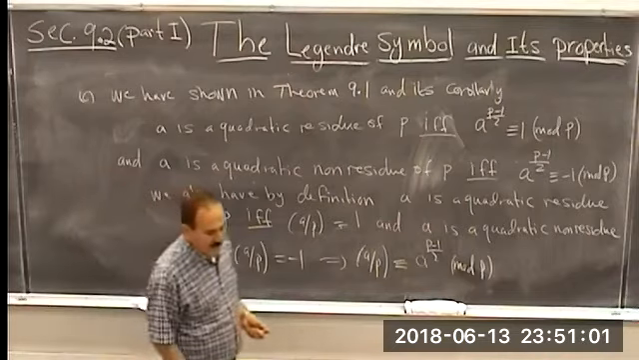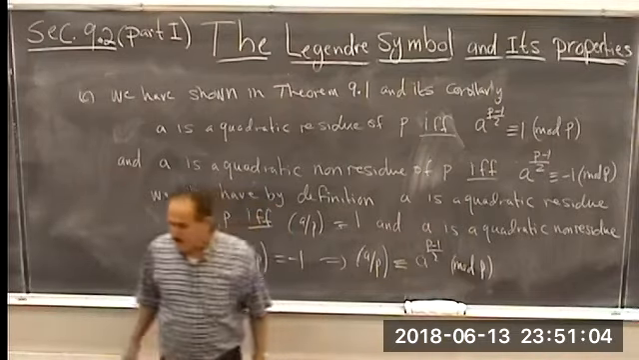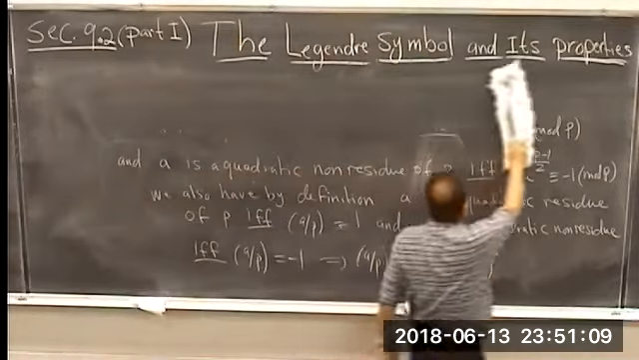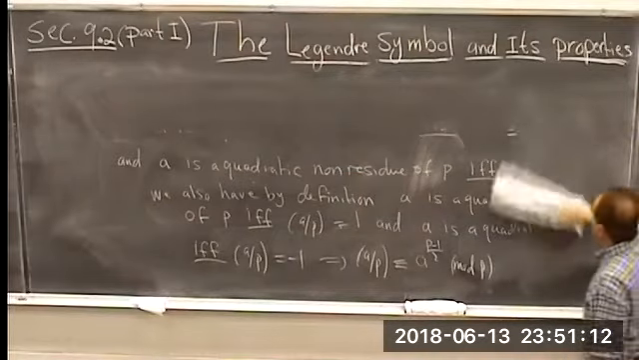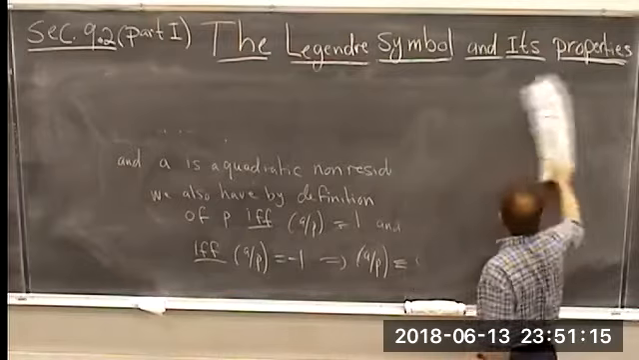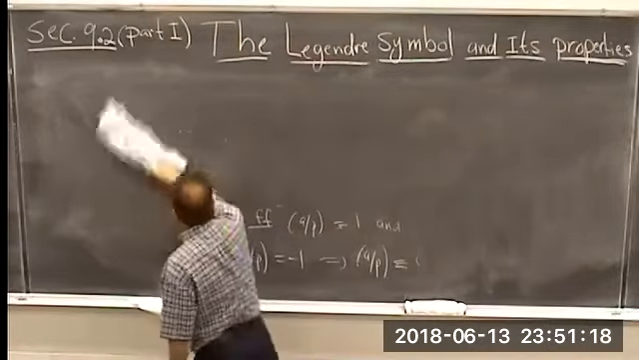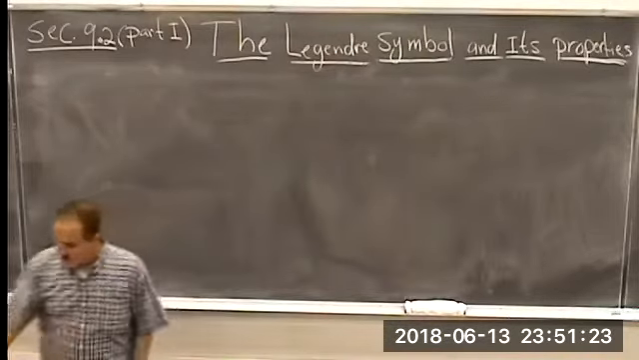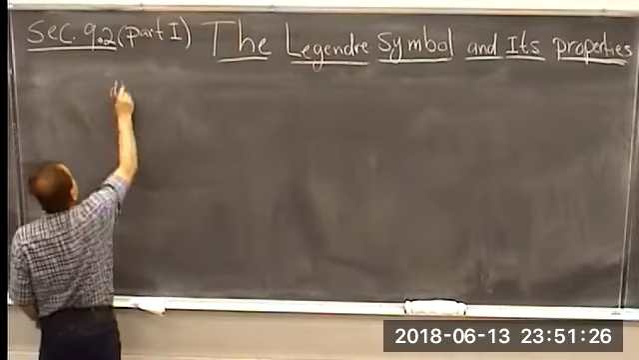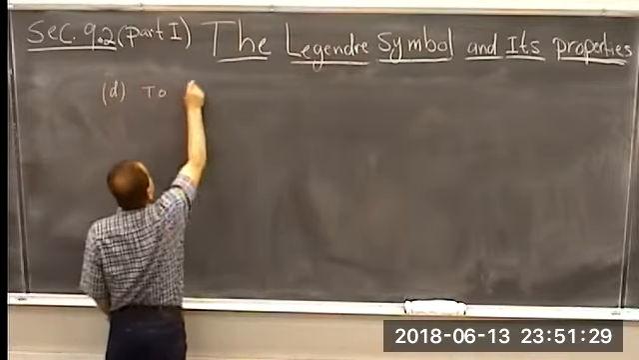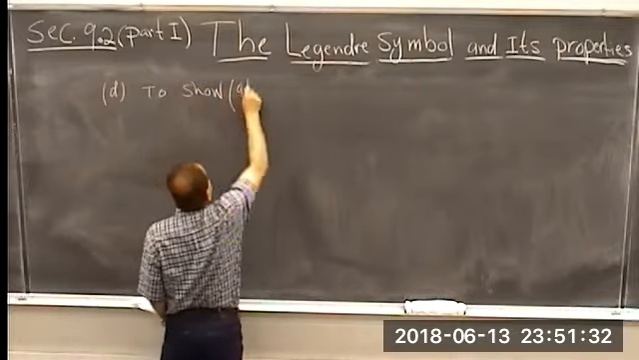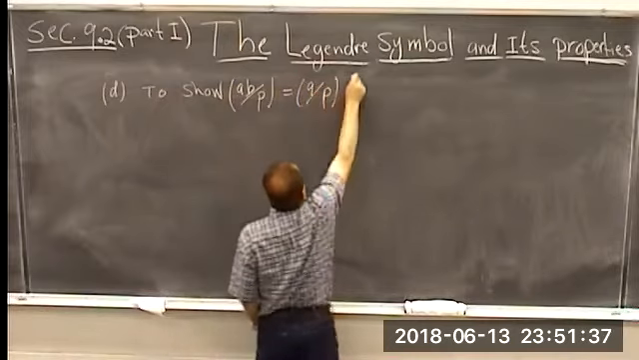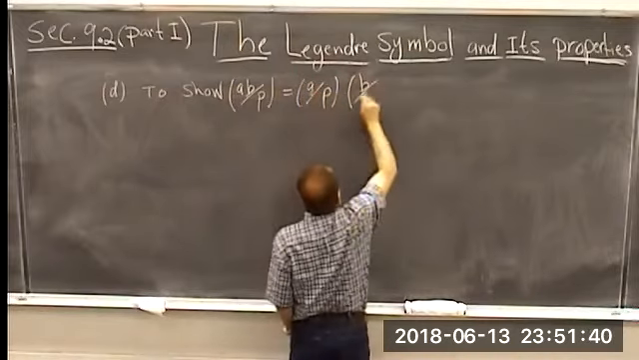All right, now let's move on to part D. It's really just a restatement, just need to make sure that you got the correct reasoning. So for D, remember, we need to show that (AB/P) equals (A/P)(B/P).